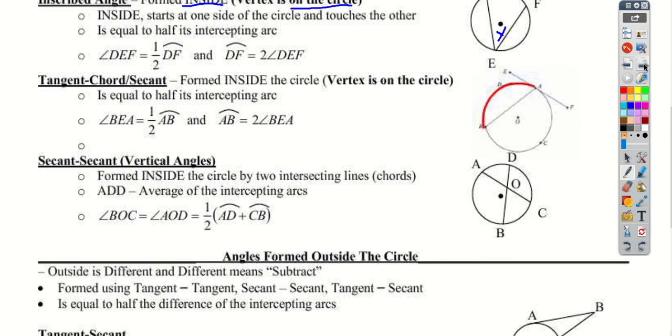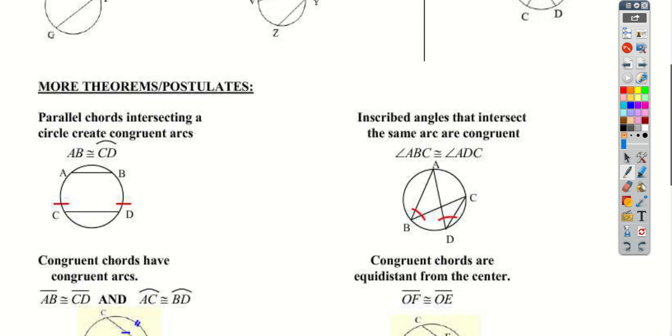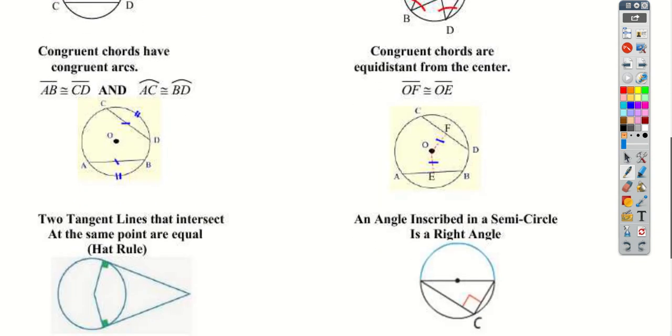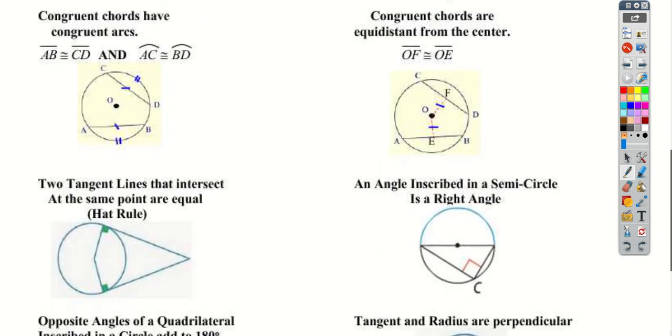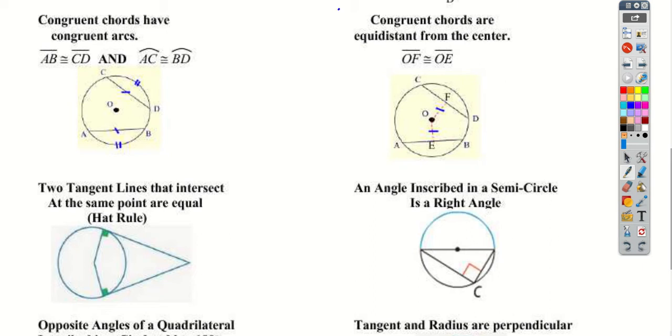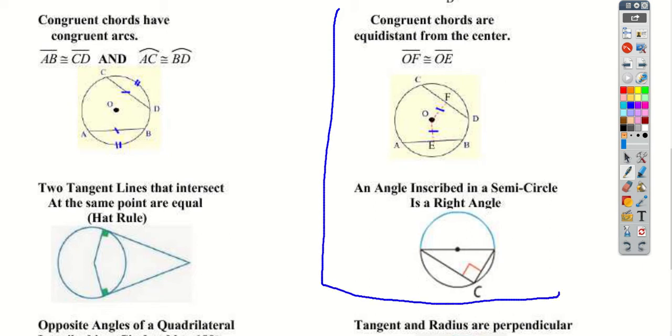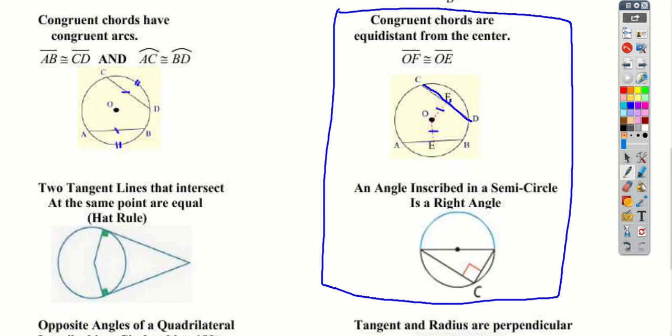Going to the back page here, we're going to go down to the middle of the page and talk about these two right here today. This first one at the top just mentions that chords that are equidistant from the center are equal to each other. Easy enough, right? So if they're the same distance from the center, then these two chords have to be the same length.